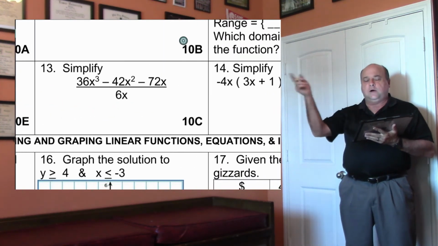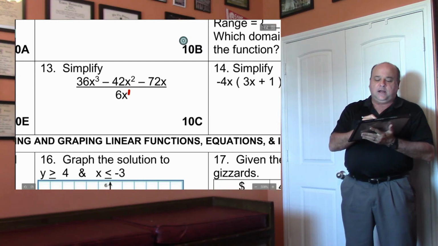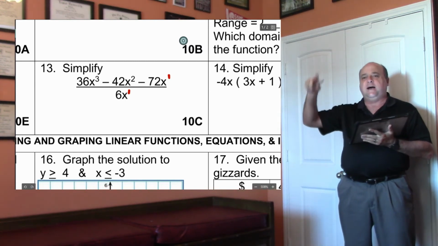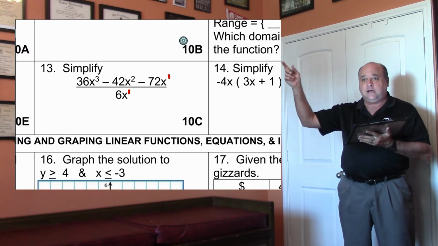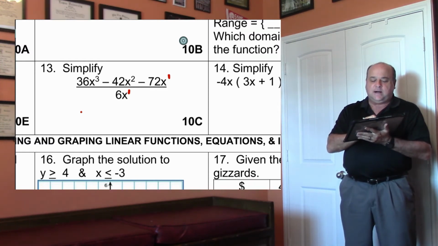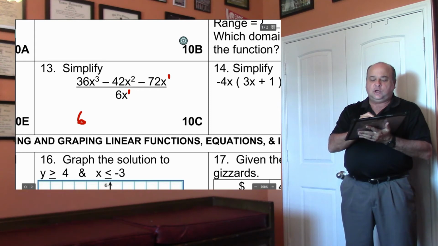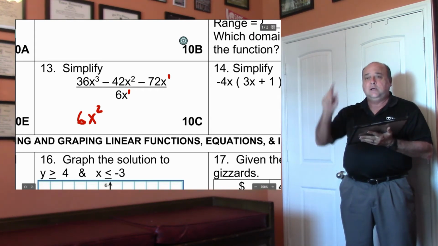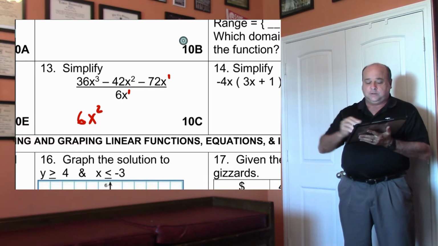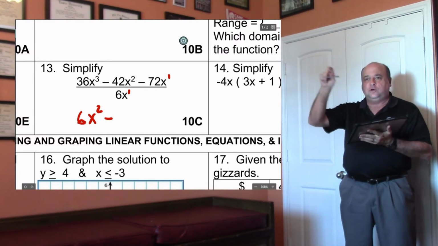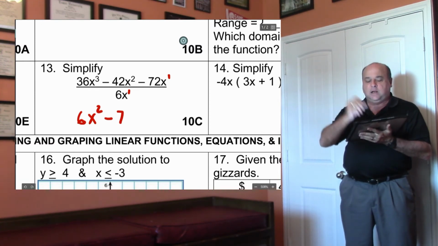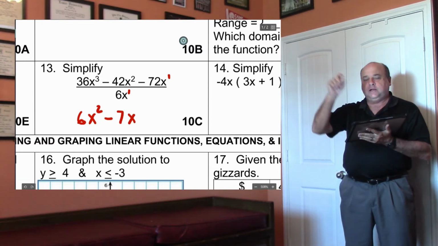Okay, on 13, we're going to divide here. So, and our exponent's 1. So we're going to divide and subtract the exponent. And we're going to do sign, number, letter, exponent. So 36 divided by 6 is 6. X cubed divided by x is, you got x, and then 3 minus 1 is 2. Sign, number, letter, exponent. A negative divided by a positive is a negative. 42 divided by 6 is 7. The letter is x. 2 minus 1 is 1.